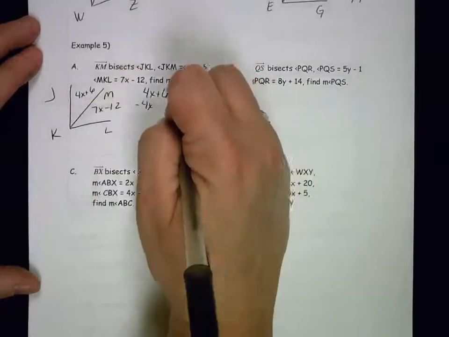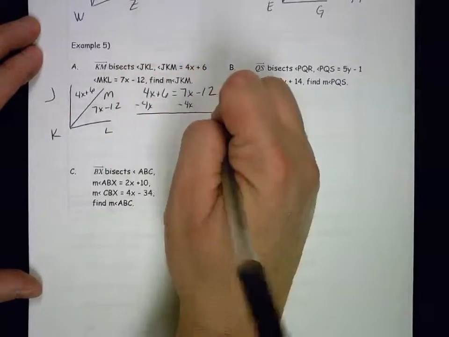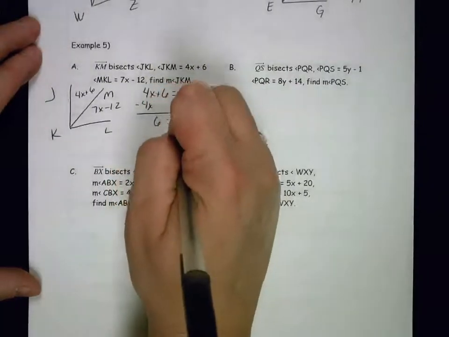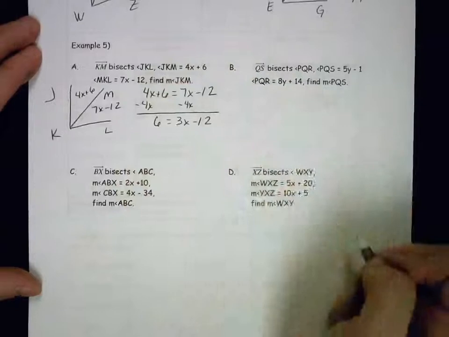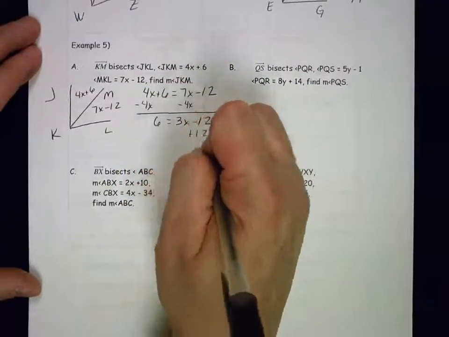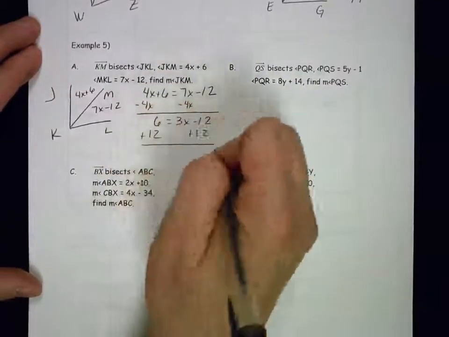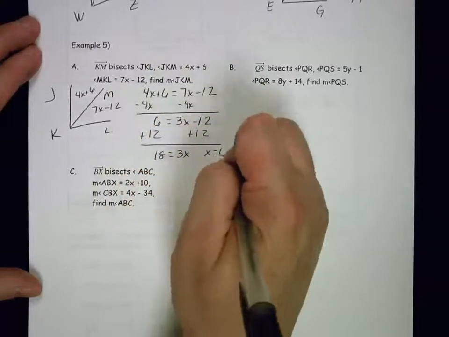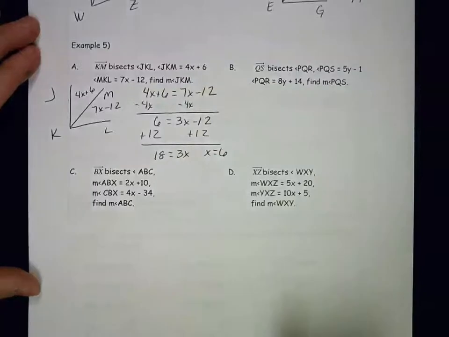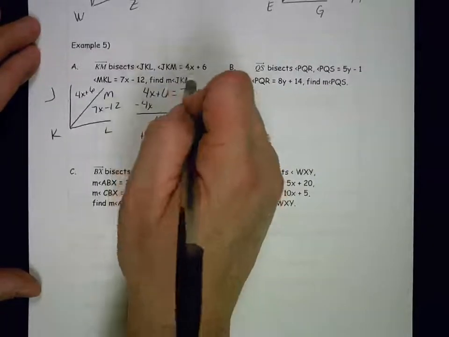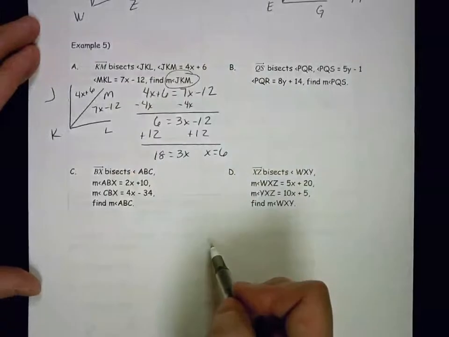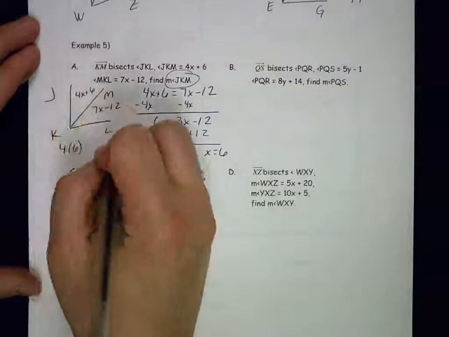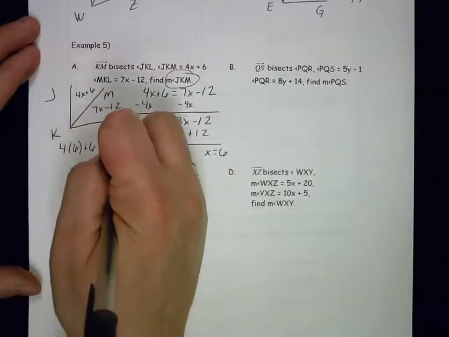We will subtract 4x from both sides, and that becomes 6 equals 3x minus 12. Adding 12 to both sides, you have 18 equals 3x, and x equals 6. We were asked to find J, K, M. So we will do 4 times 6 is 24, plus 6 is 30.